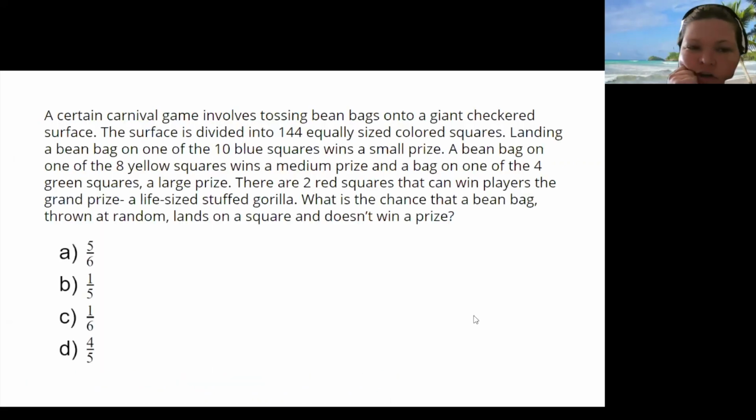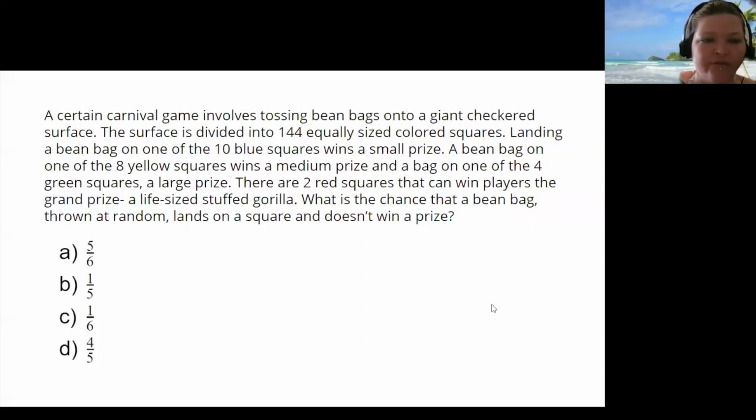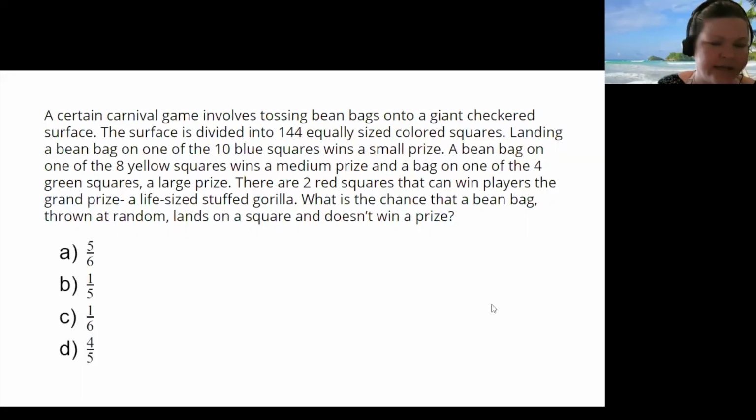Okay, a certain carnival game involves tossing beanbags onto a giant checkered surface. The surface is divided into 144 equally sized colored squares. Landing a beanbag on one of the 10 blue squares wins a small prize. A beanbag on one of the 8 yellow squares wins a medium prize, and a bag on one of the 4 green squares a large prize. There are 2 red squares that can win players the grand prize, a life-sized stuffed gorilla. What is the chance that a beanbag thrown at random lands on a square and doesn't win a prize?